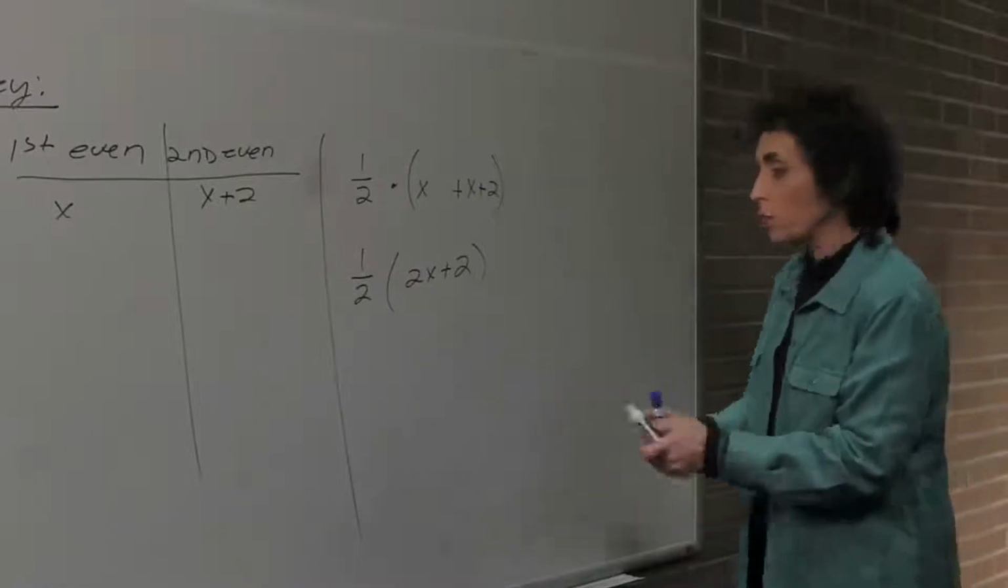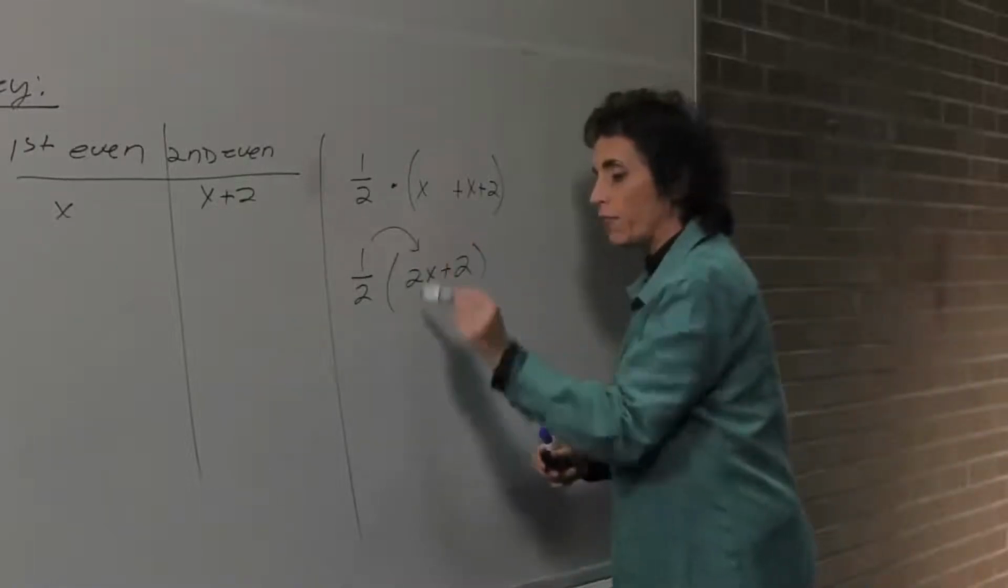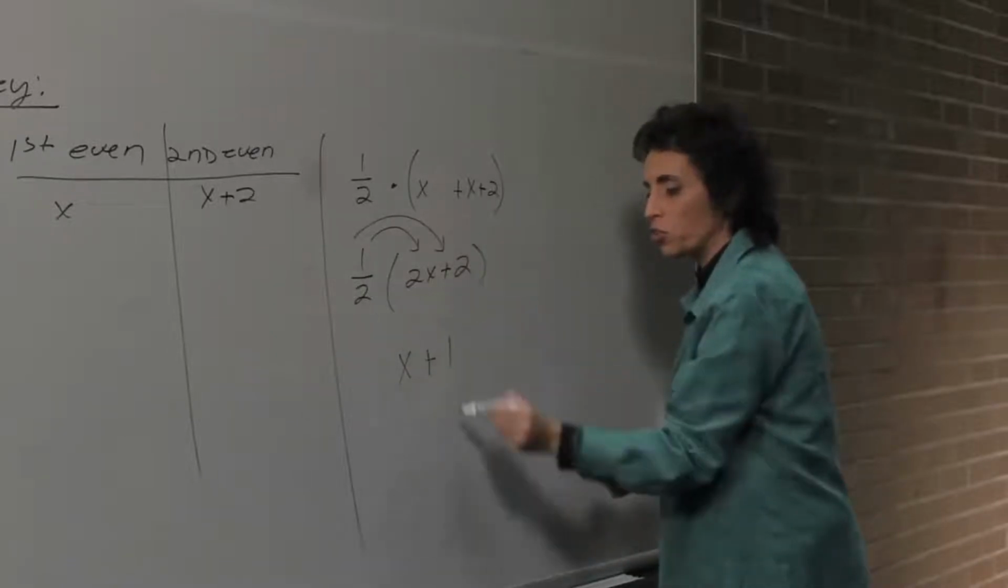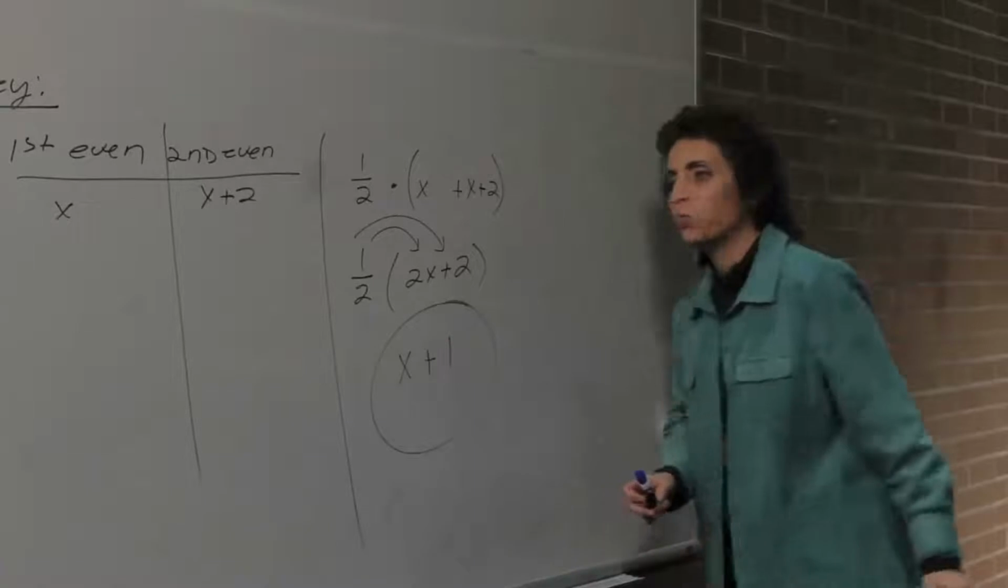So I must distribute this. I must take 1/2 of it. 1/2 of 2x is just x. Positive times a positive is a positive. 1/2 of 2 is just 1. So my answer is x plus 1.